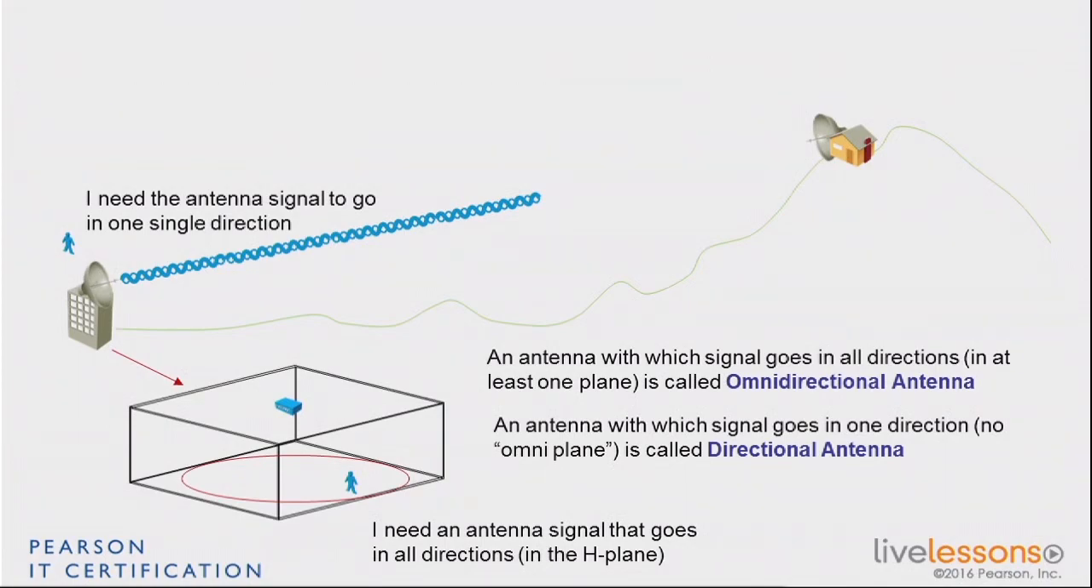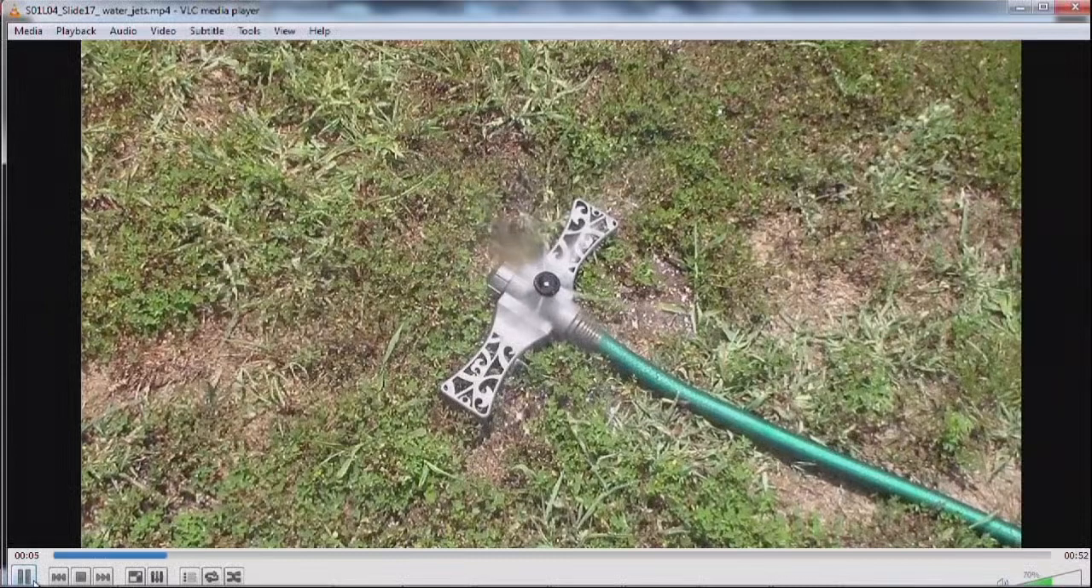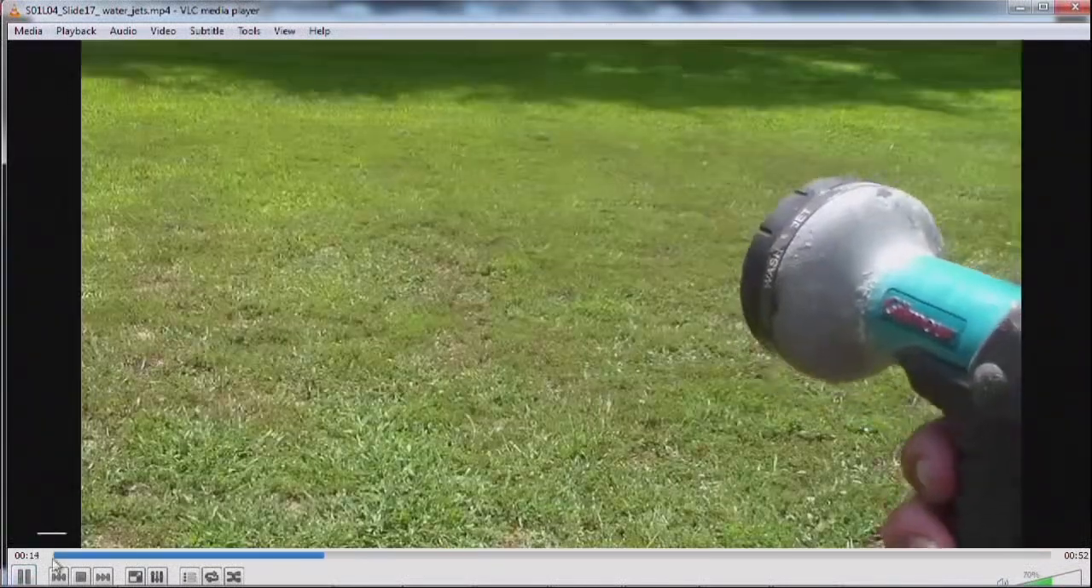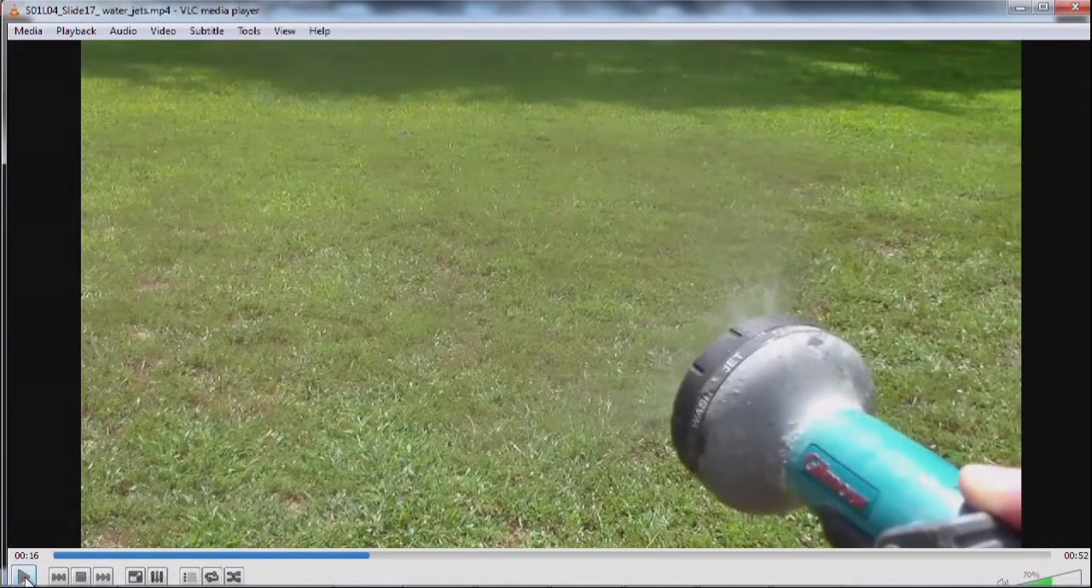Let me show you an example back in my backyard. So this is an omnidirectional antenna, in the sense that, as you see, it's radiating in all directions. Of course, if you look at that sprinkler from the side, you know it's not going to represent a sphere, right? It's going to be more on the flat space. But it's radiating in all directions. So that could be a good example of omnidirectional antenna radiation.